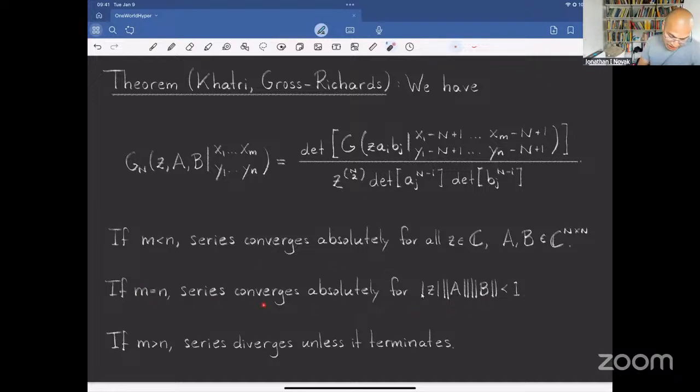If m equals n, you need the product of the magnitude of z with the spectral radii of A and B to be less than one. And if m is bigger than n, the series is going to diverge unless every element of this determinant is actually a polynomial. Okay, good.